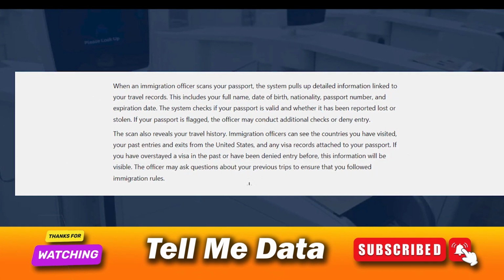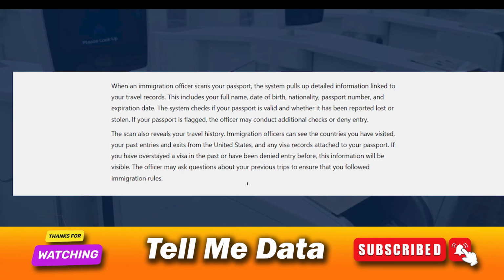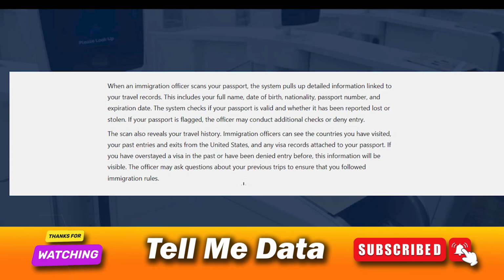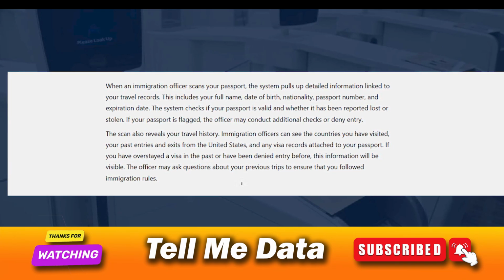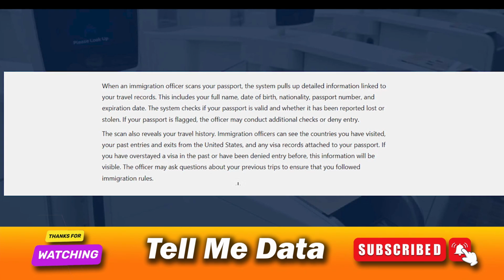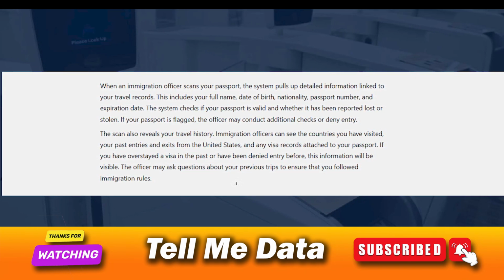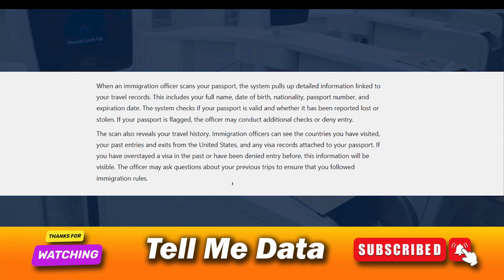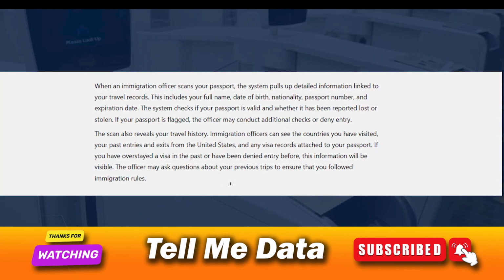When an immigration officer scans your passport, the system pulls up detailed information linked to your travel records. This includes your full name, date of birth, nationality, passport number, and expiration date. The system checks if your passport is valid and whether it has been reported lost or stolen. If your passport is flagged, the officer may conduct additional checks or deny entry.